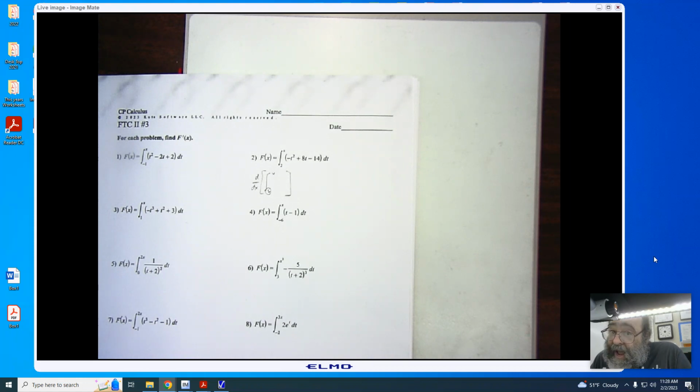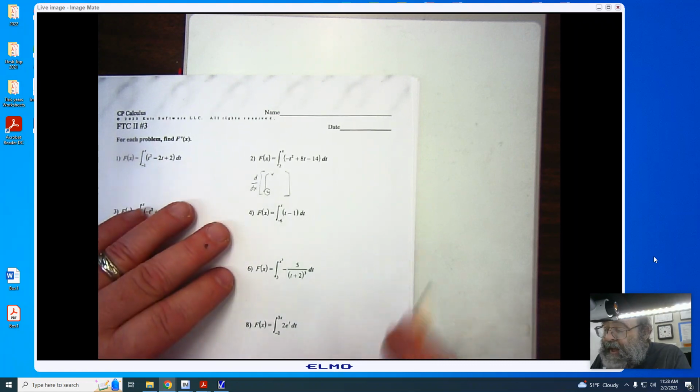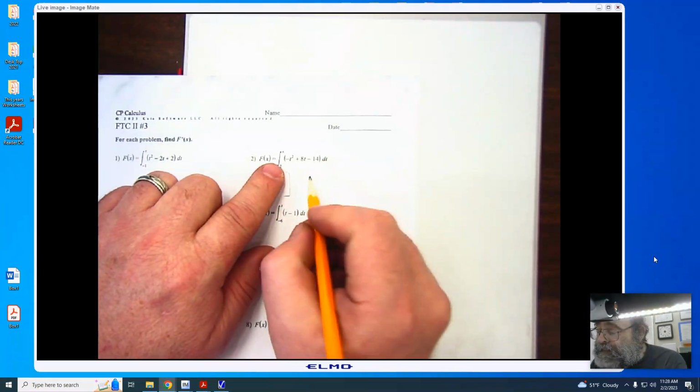Now, if they had another variable down there, we would have no choice but to do the integration followed by the differentiation, and it is a much more difficult process. The AP test does not, or rarely does this, and in the CP calculus class, we do not. So please be aware. Let's go ahead and take a look then at number 1.